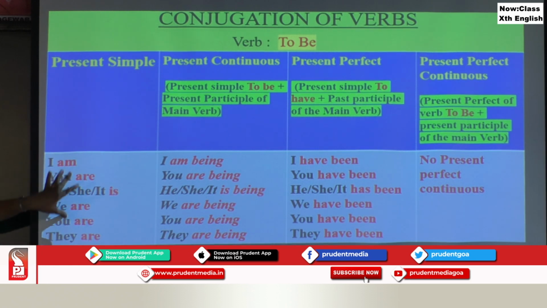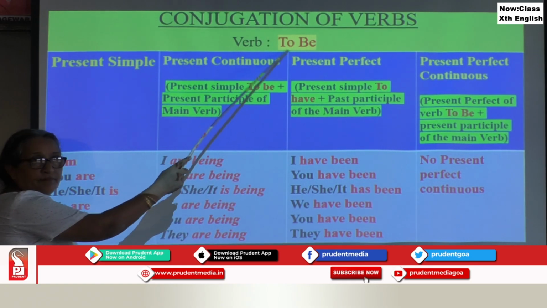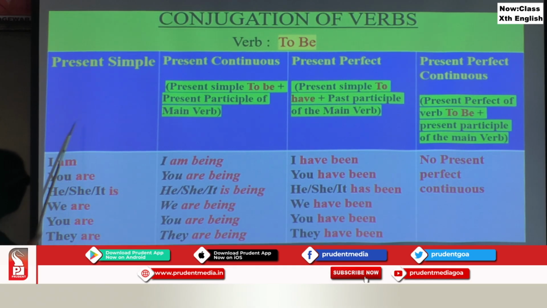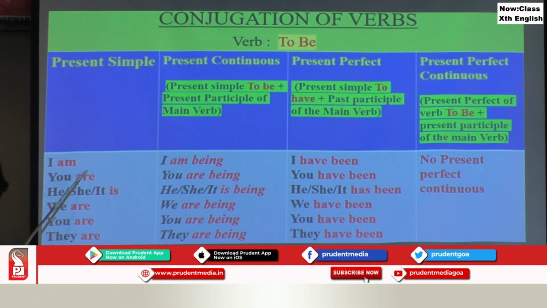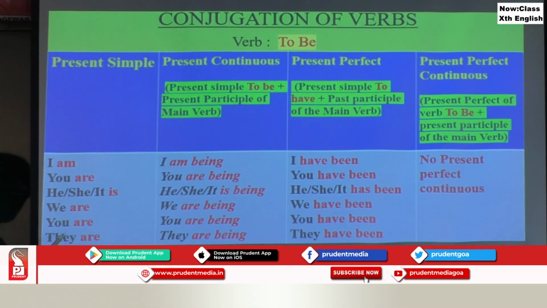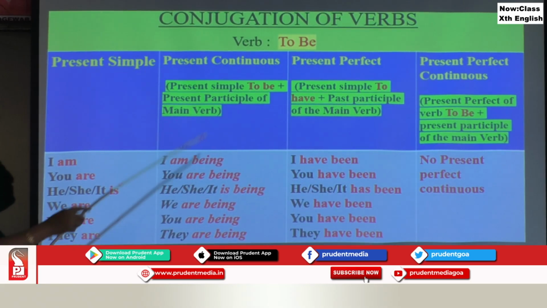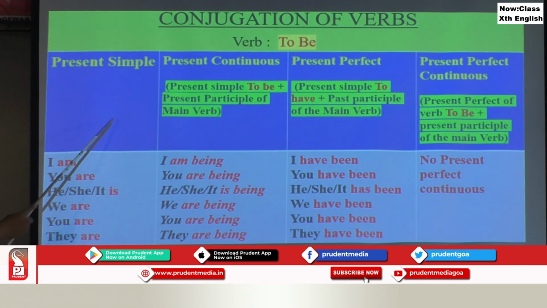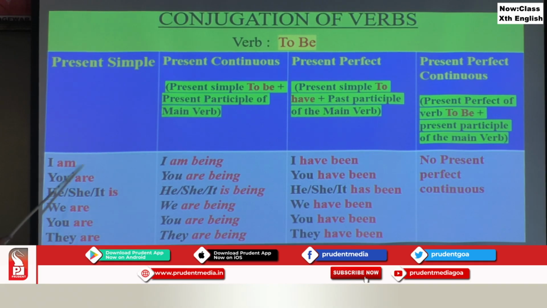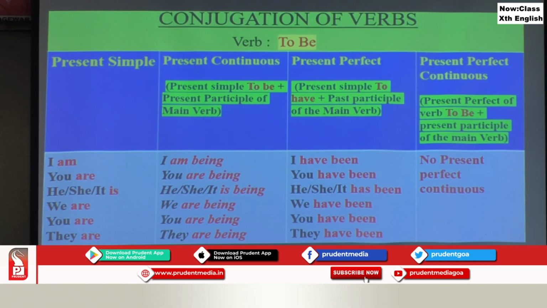Verb to be, I told you, is the most irregular verb. Look at the present simple of verb to be. I am, you are, he, she, it is. That is, he is, she is, it is. We are, you are, they are. So, verb to be in its simple present is am, are, is. That's why it is called completely an irregular verb.